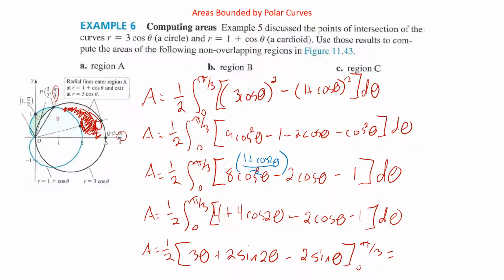So we can plug in, let's see, we'll have 1/2 times, plug in pi over 3. 3 times pi over 3 will just be pi, plus 2 times sine of 2 pi over 3 will be root 3 over 2, times 2 will be root 3, minus 2 sine pi over 3, that's going to be root 3 over 2 times 2, so there'll be a minus root 3. And then when we plug in 0, sine of 0 is 0, sine of 0 is 0. So that's just a whole bunch of nothing. The root 3's cancel. We have 1/2 times pi, which means that the area of region A is 1/2 pi, or pi over 2.